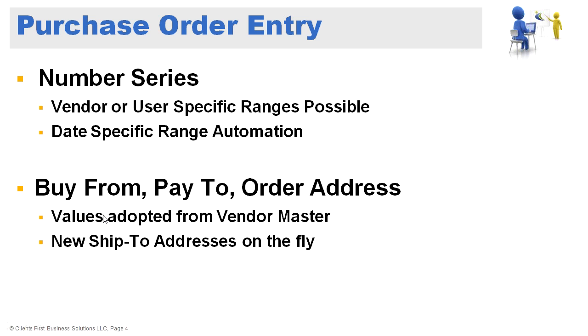We can also have on a purchase order a relationship of a buy from, a pay to vendor that might be different, and we can select multiple buy from order addresses when we process purchase orders. If we're perhaps sending our vehicle to pick product up or purchasing it from a specific vendor location, the system supports multiple vendor order addresses. Those values are adopted from a vendor master record. The ship to addresses can be updated on the fly, and those are typically defaulted from our location that we're purchasing for.